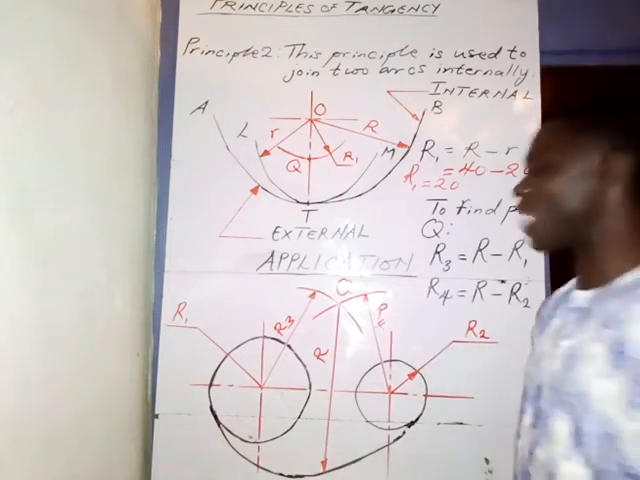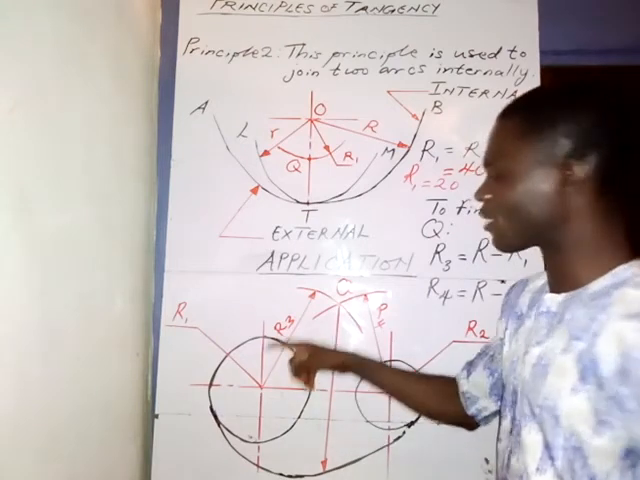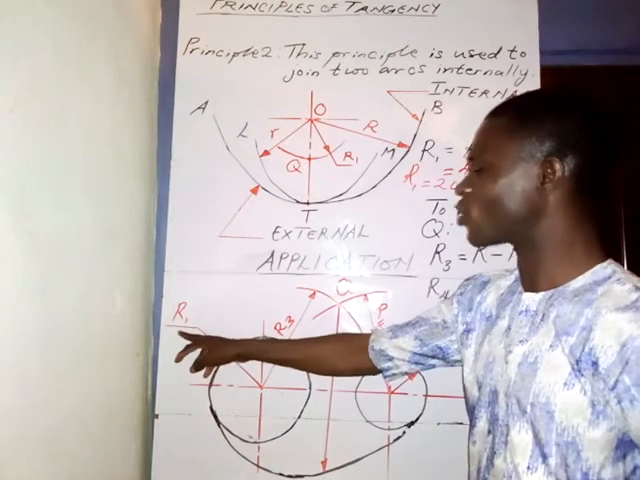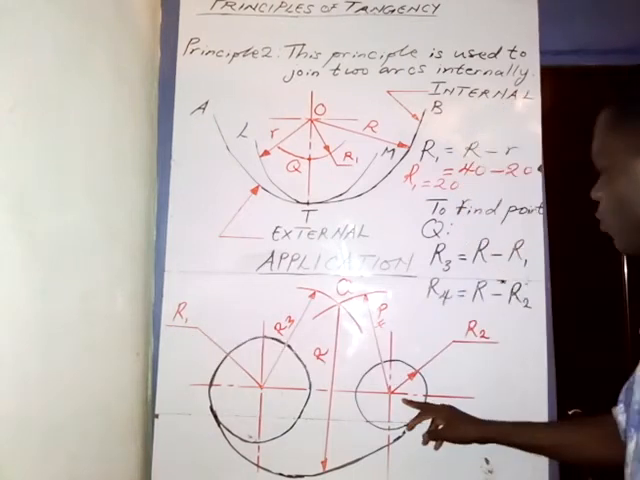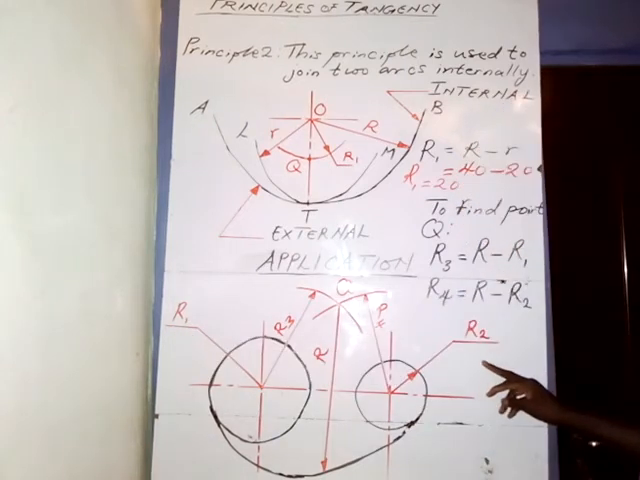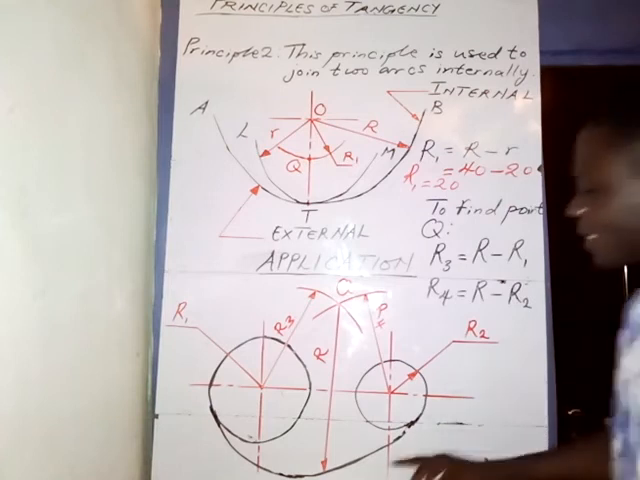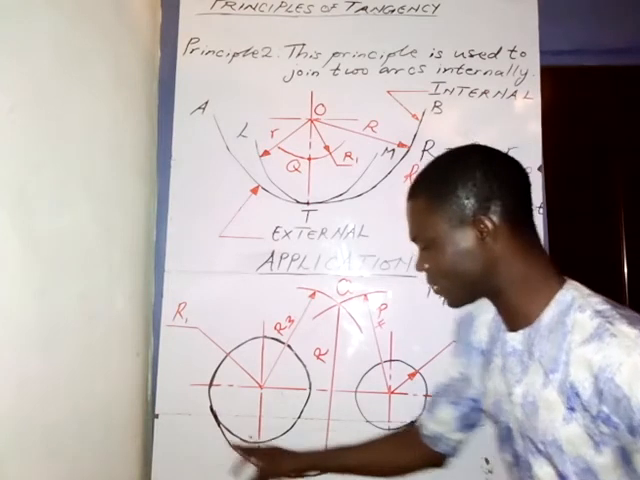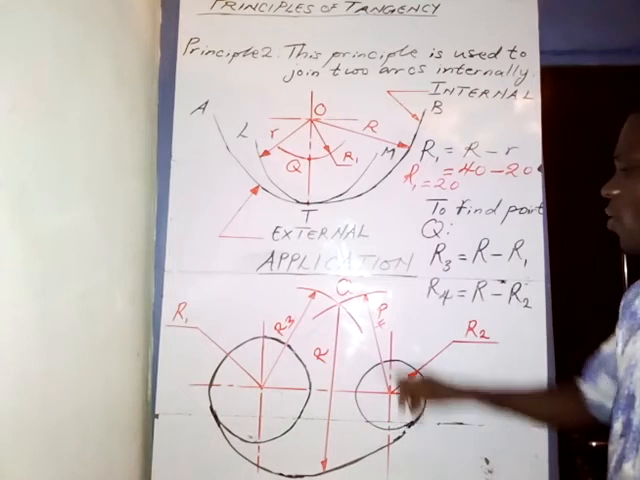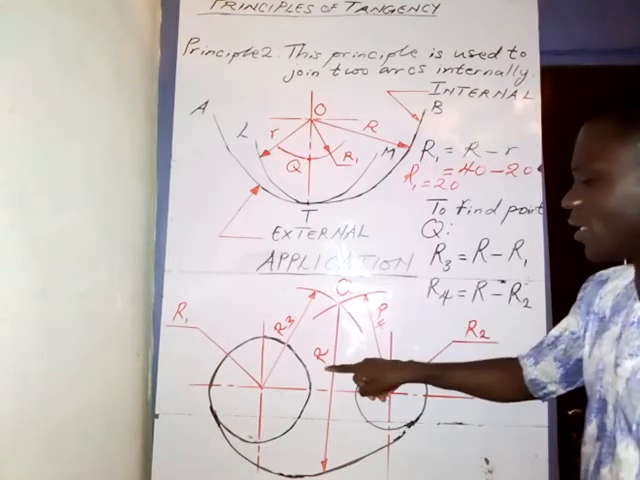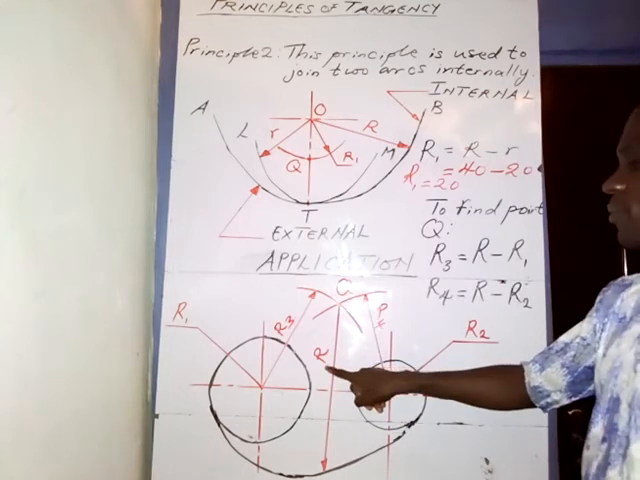Let's look at what we have here. This is a bigger circle. It has radius R1, and the smaller circle has radius R2. Then the distance of this arc from this point Q is R.